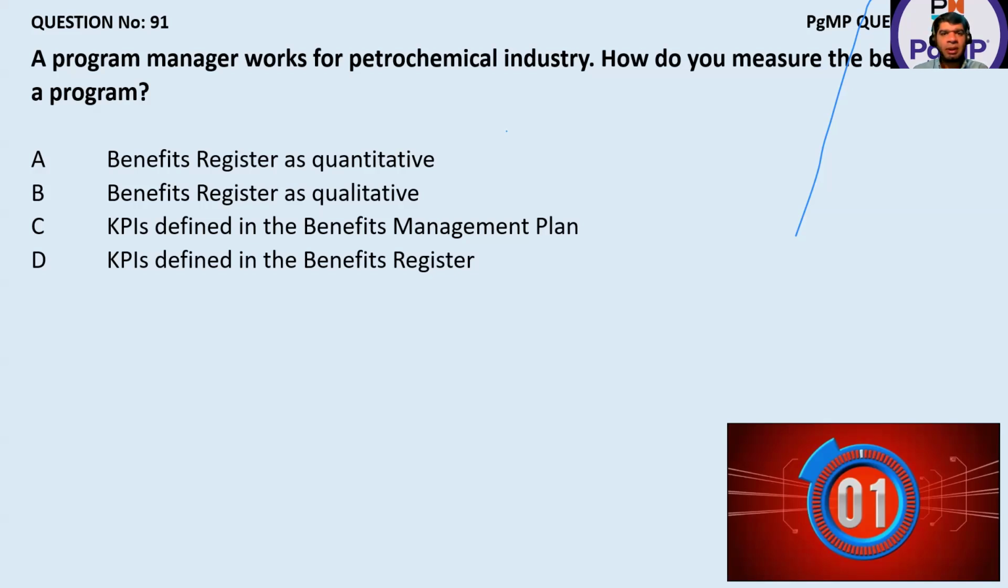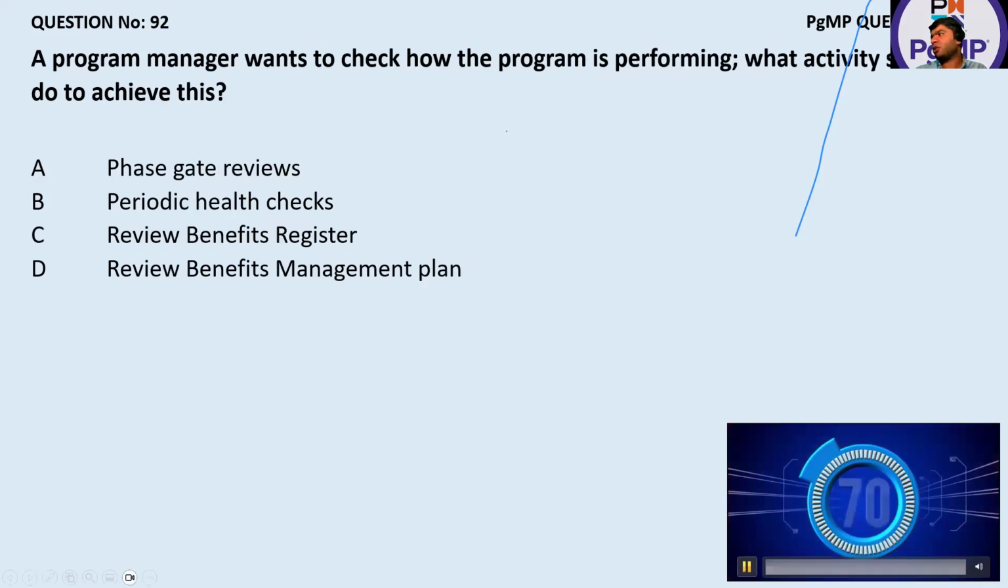Yes, Sandeep. Sir, I think I got clarity why it will be the benefit management plan. It is written beside the KPI point that procedures to measure benefits. So the measurement is the keyword. Correct. For measuring the benefits, the benefits management plan is required. For the benefits register, how to evaluate the achievement is the key point. Very good. So agreed. C. Stick with C.